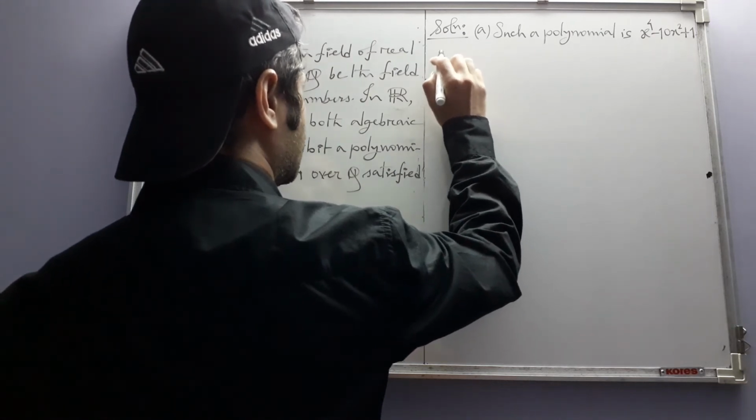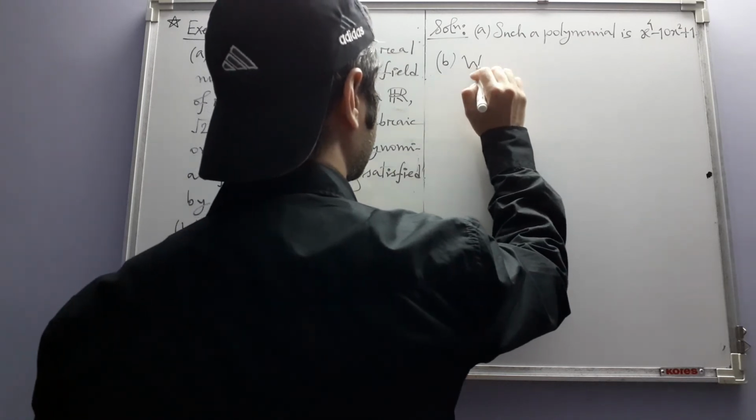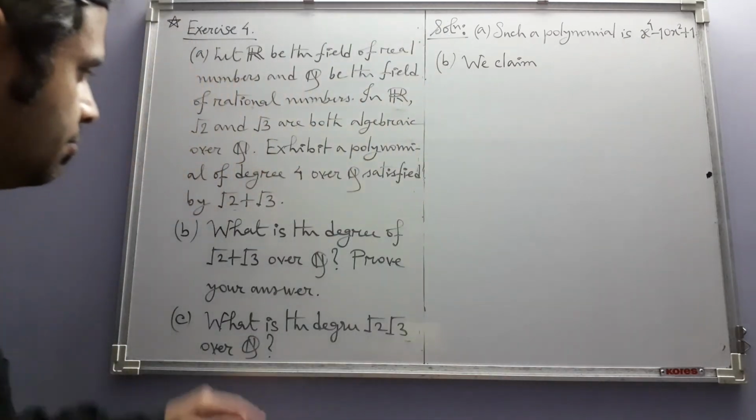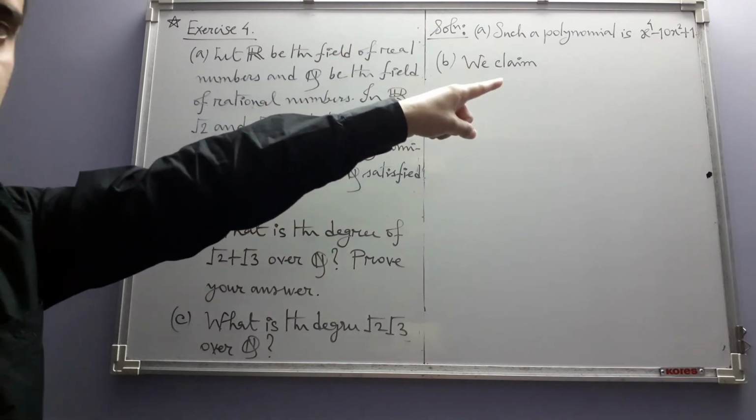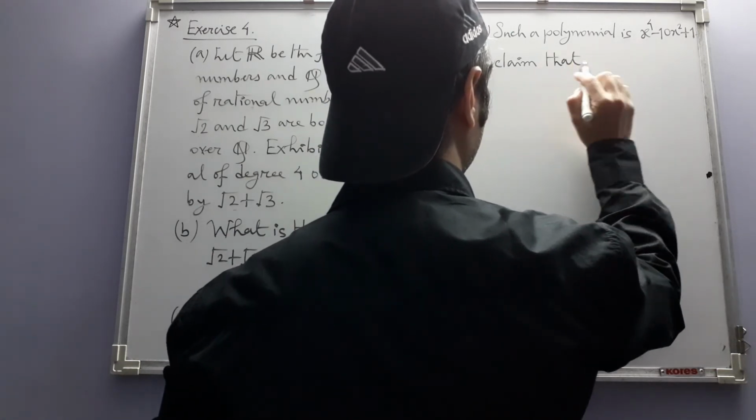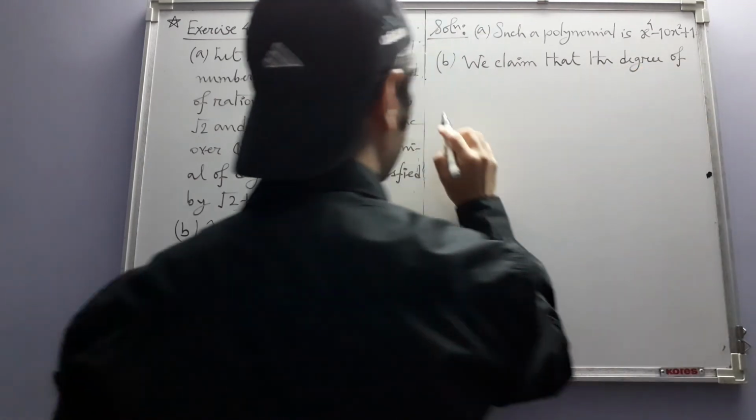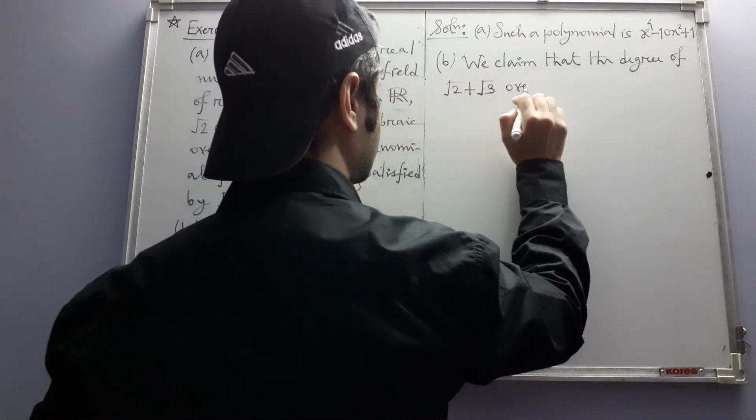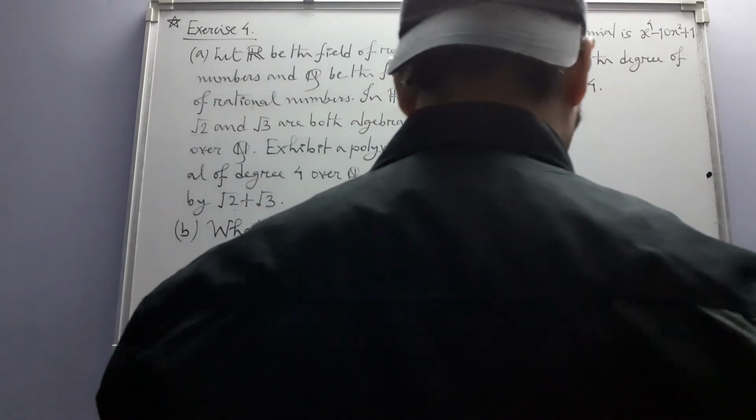Okay, now we go to the difficult one. We claim, so here you just have to substitute x equal to root 2 plus root 3 there and see if you get 0. We claim that the degree of root 2 plus root 3 over Q is 4, is actually equal to 4.